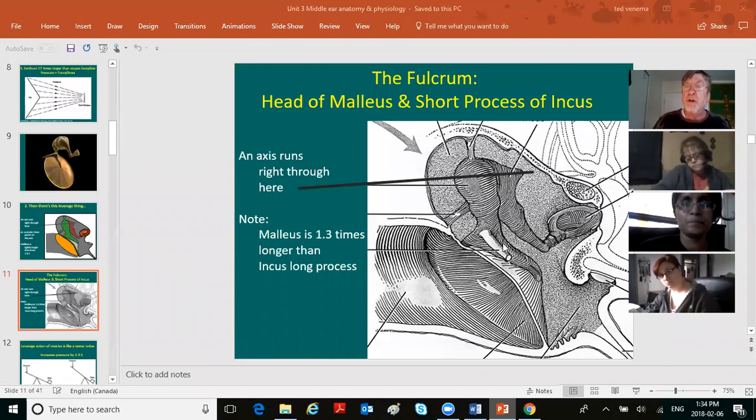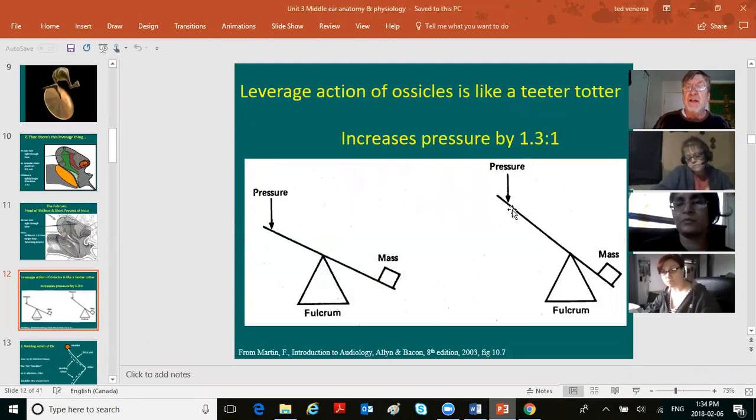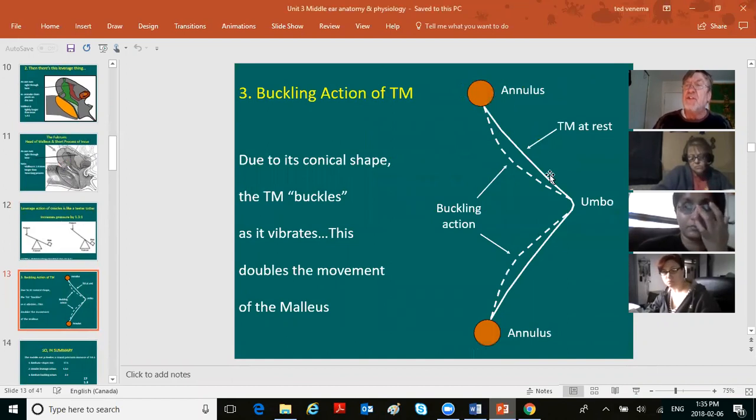And that's the same reason why you have the little bones of the middle ear. One is a little bit longer than the other one. And thus, here you go, the longer handle versus the incus, you've increased the pressure by a factor of 1.3 to 1. And then you have the eardrum itself, which buckles, doesn't move all the same. You can see that this part here moves more than the umbo and more than the edges. And that's the third way. And that increases the sound pressure by a factor of 2 to 1.